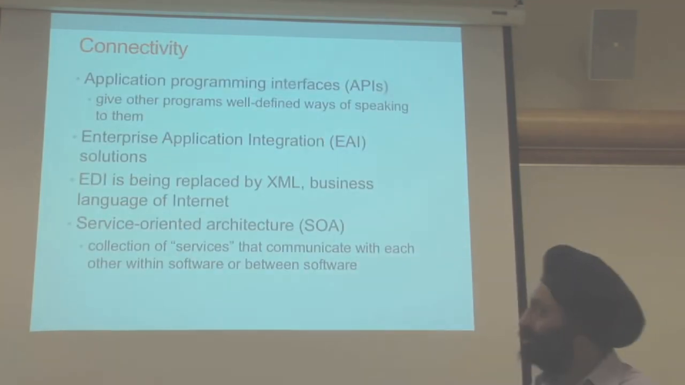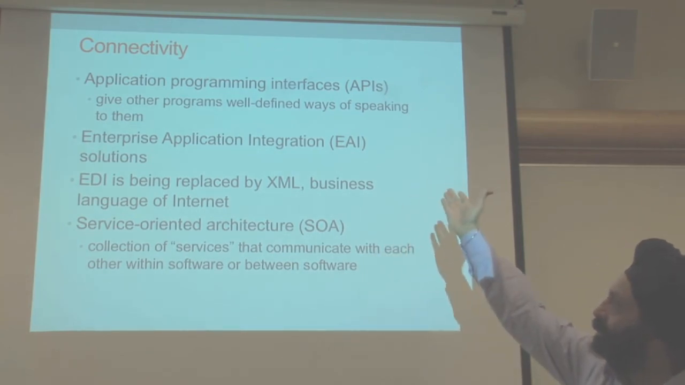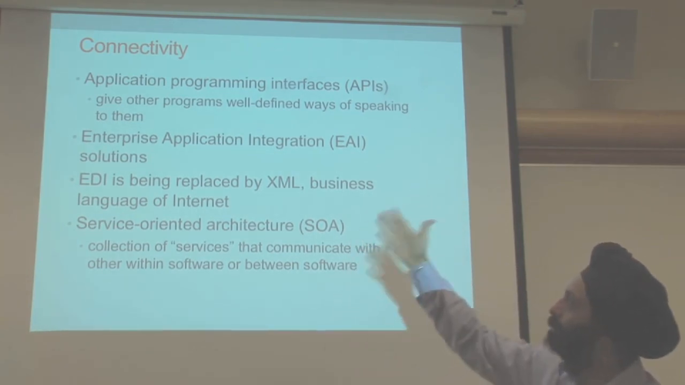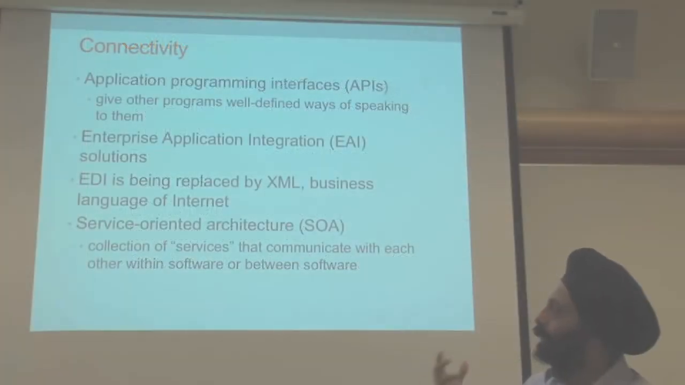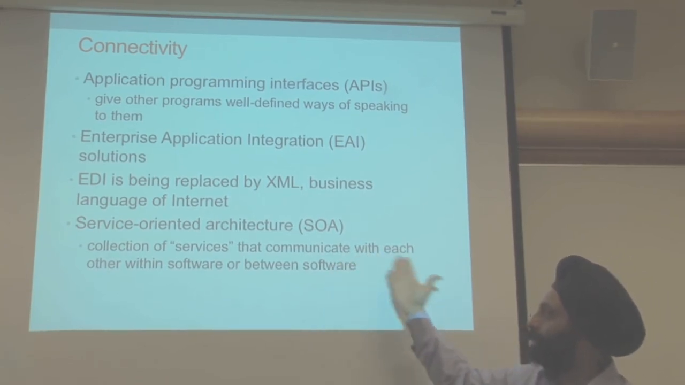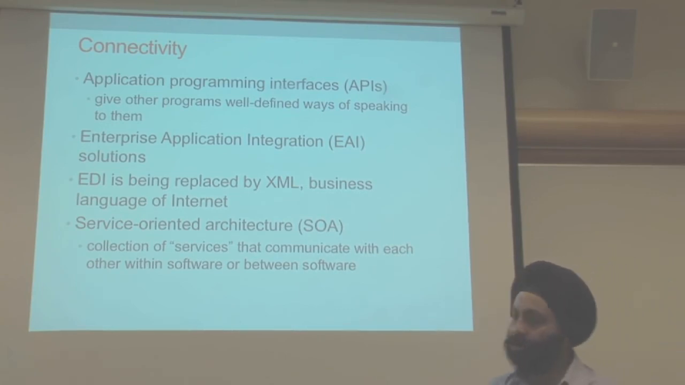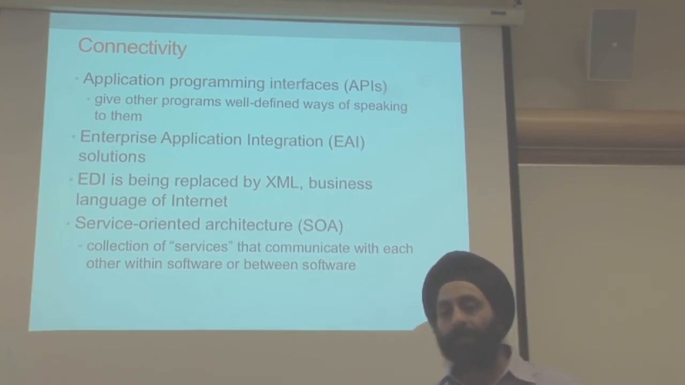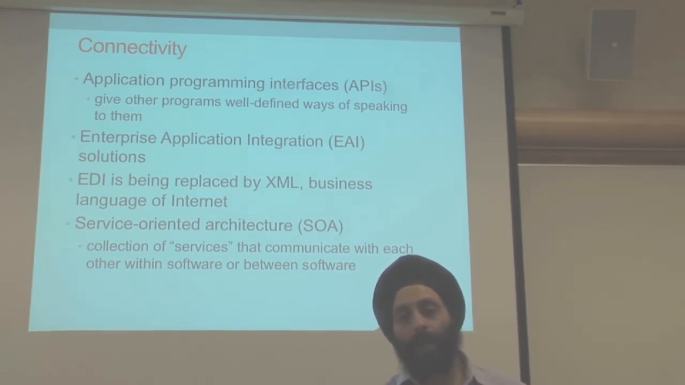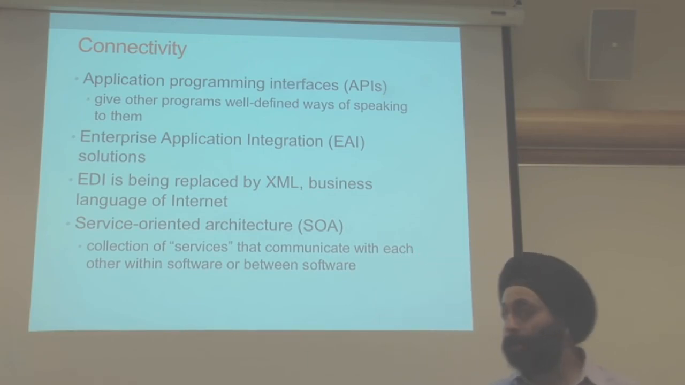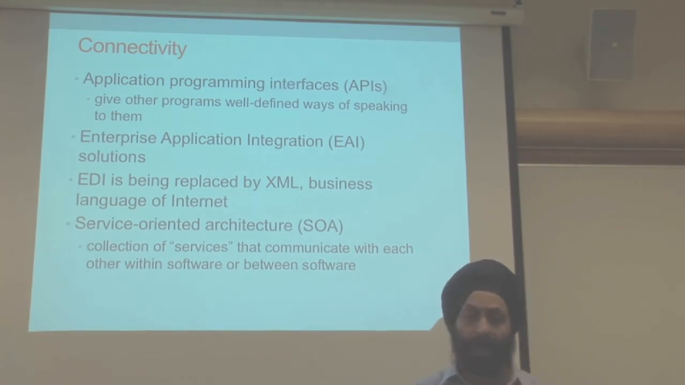And finally, connectivity. Application programming interfaces are used in this case to give other programs a well-defined way of speaking, interacting, and communicating. Enterprise application integration solutions are also there. Then EDI is being replaced by XML, the markup language, the business language of the internet. And service-oriented architecture, a collection of services that communicate with each other within software and between software, is used. And all these tools and techniques and software go a long way in actually getting the resources planned for the companies.